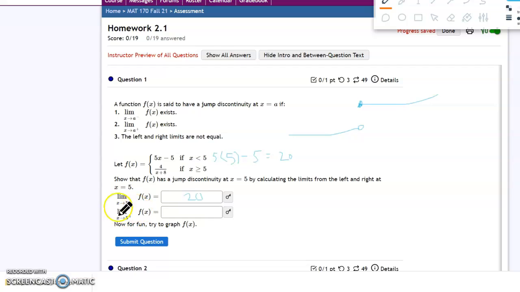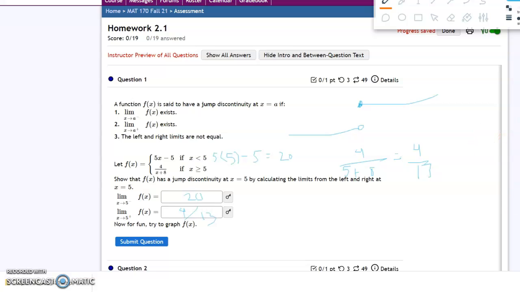To get the limit from the right, we need values that are bigger than 5, or to the right of 5. That's x is greater than 5. So we're going to plug in to this piece. 4 over 5 plus 8. And that's 4/13. I apologize for my bad handwriting on here. I am trying to write with a mouse.